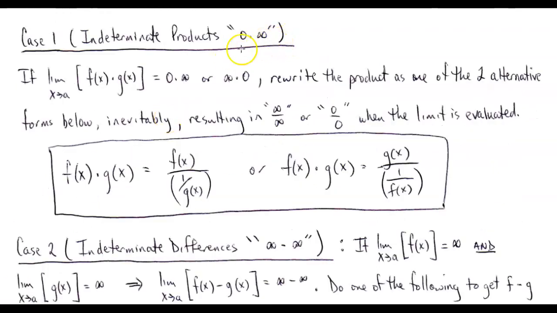All right, so our case one situation is what we call indeterminate products, and we simply just have an outcome of zero times infinity. And so in short, when we have that situation here, we just want to rewrite either our f of x function or our g of x function as 1 over the reciprocal of itself, so that when we do that, we're either going to get this infinity over infinity or 0 over 0 form again.